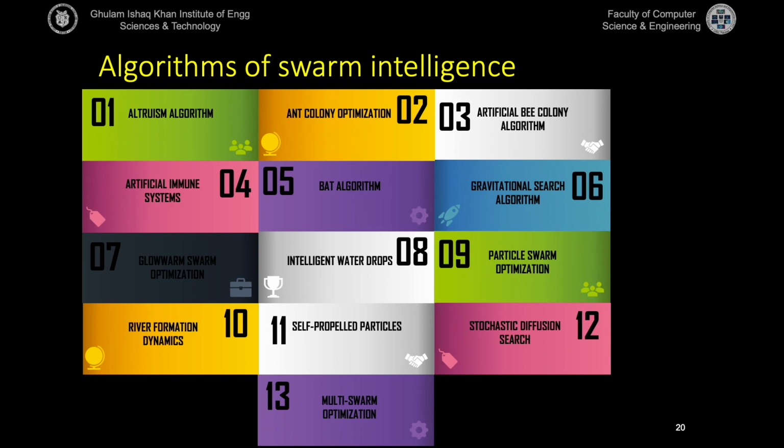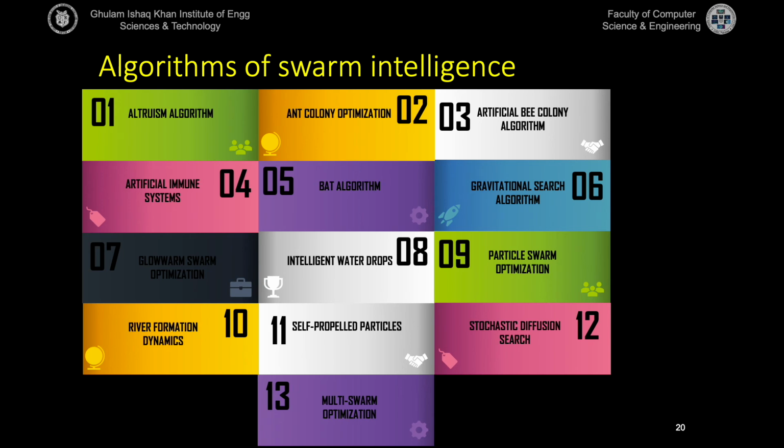Then we've got ant colony optimization that I'm going to discuss in section 7.2. Then I've got artificial bee colony algorithm, artificial immune systems, the bat algorithm, gravitational search algorithm, then glowworm optimization. Then we've got intelligent water drops. We've got particle swarm optimization that I'm going to discuss in section 7.3.